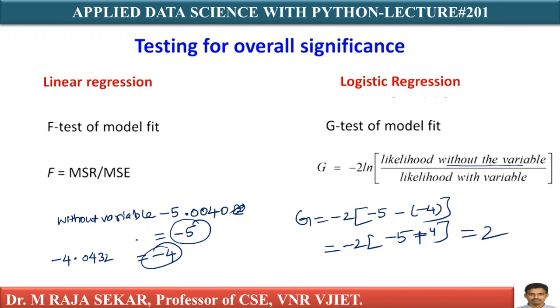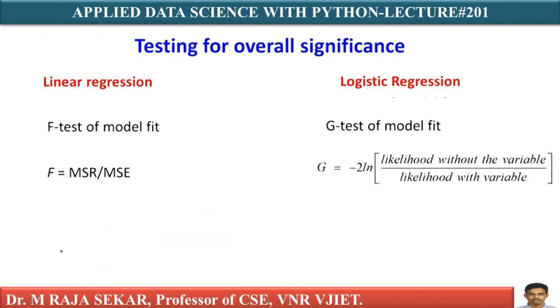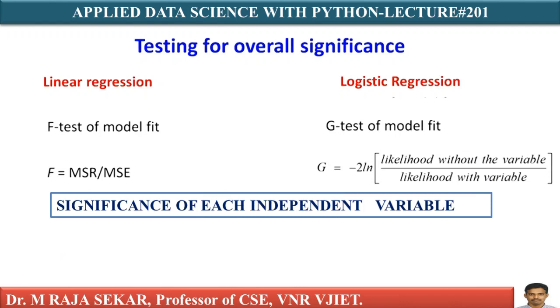This point also we discussed in previous lectures. Now you must understand that in the case of linear regression, to test overall significance we have the F test, whereas in the case of logistic regression you have the G test.